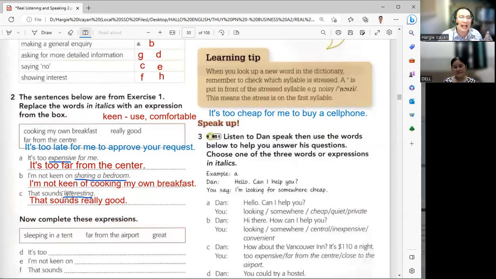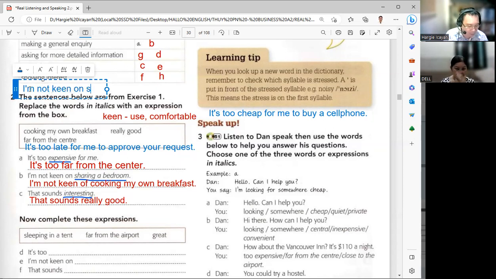What about when we say I'm not keen? So the words I'm not keen, can we use that aside from I'm not keen on sharing a bedroom? I'm not keen on cooking my own breakfast. What other? I'm not keen on sharing a bathroom. Yes, I'm not keen on sharing a bathroom. Okay, that would be a personal thing. So you cannot share a bathroom. It's yucky, right?